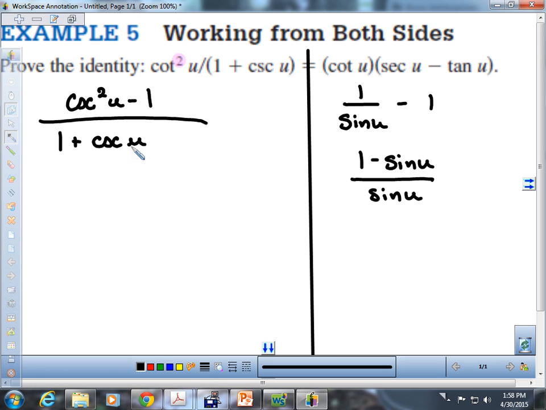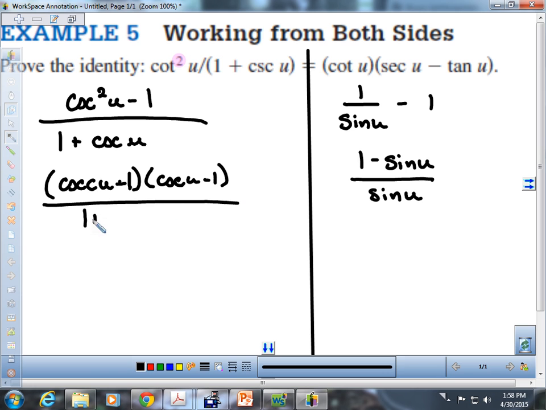Now I'm thinking, well, why was that a good move? I just turned one term in the numerator into two terms in the numerator. But that's why Pythagorean identities are nice, because Pythagorean identities usually are always going to give me a difference of squares factor. Do we have a difference of squares up on top? Absolutely do. What is cosecant u squared minus 1 going to be? Cosecant plus 1, cosecant minus 1, right? So I can factor the top: cosecant u plus 1, cosecant u minus 1, all over 1 plus cosecant u.